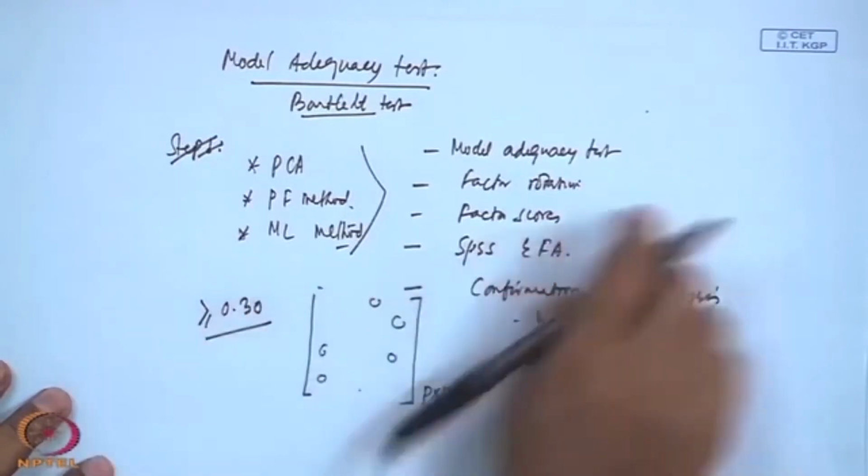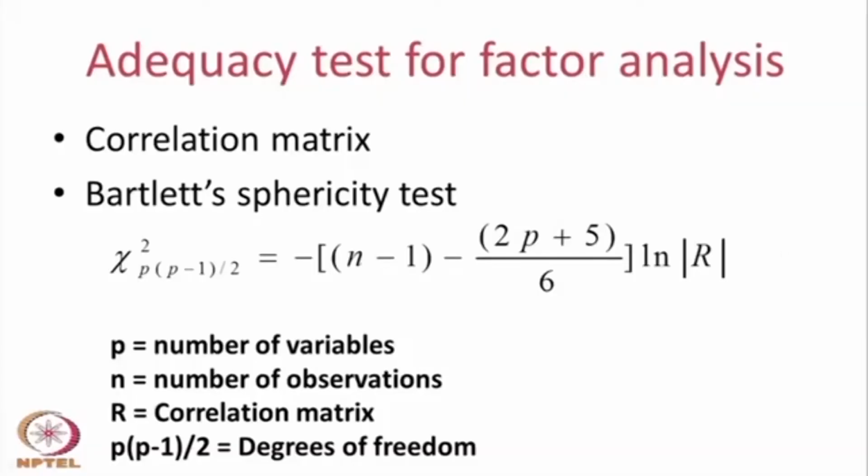Second is the Bartlett sphericity test. Bartlett sphericity test uses this formulation: you find out the correlation matrix first, take the determinant of it and take the logarithm of this, then you multiply with this, and this ultimately follows a chi-square distribution with p into p minus 1 by 2 degrees of freedom. Now, if this quantity is more than the tabulated value, then the null hypothesis that no factorization is possible, that factor analysis is not possible, is not true here. So, we will reject the null hypothesis in this case.